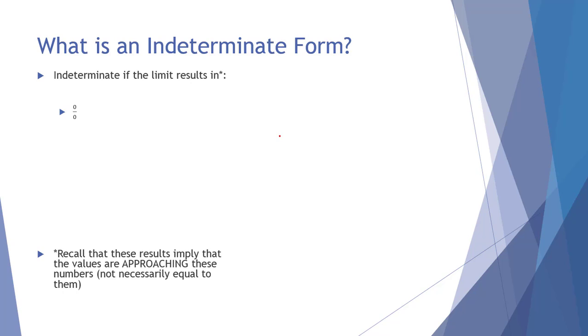But to shorthand it, the reason 0 divided by 0 is an indeterminate form is because anything multiplied by 0 gives you 0. So how are you supposed to know what 0 divided by 0 ends up being?